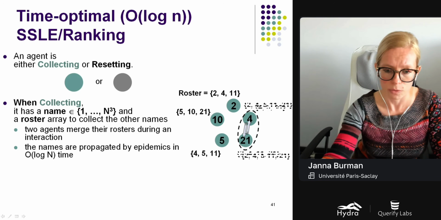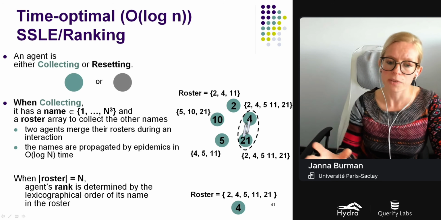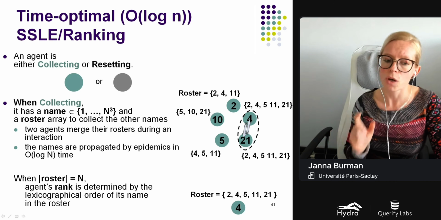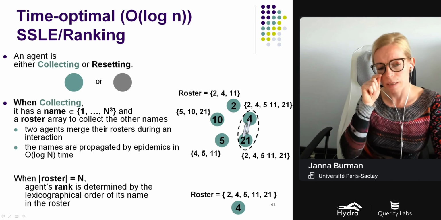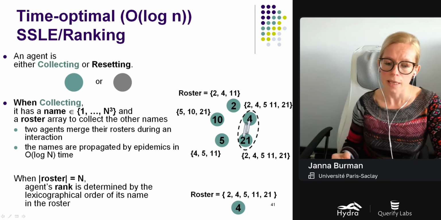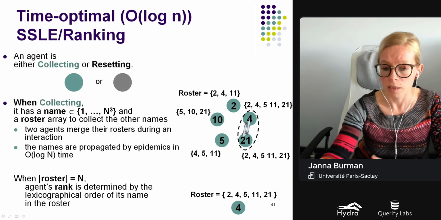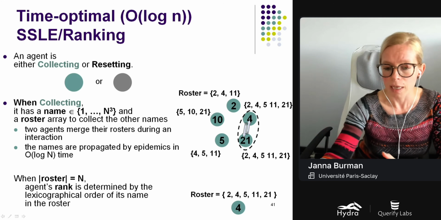So I try to show you how we merge the rosters. What is important is that agents know n, they know the size of the population, and when the roster of an agent becomes exactly n, it can obtain ranks of the names in the roster.